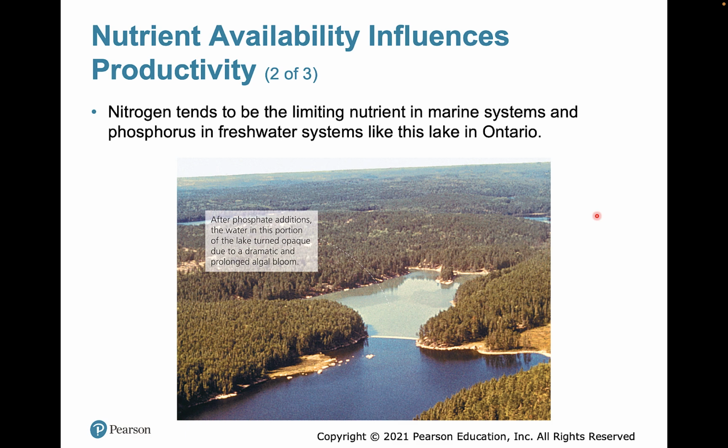If we look at limiting nutrients, right? Nutrients that restrict the type and the amount of life that exists in an area, nitrogen tends to be that limiting nutrient in marine or oceanic ecosystems, okay? Phosphorus tends to be the limiting factor in freshwater systems, right? So if you put phosphorus in this lake, they walled it off, isolated the circulation, you wind up getting an algal bloom, okay? Kind of like what you saw in Chesapeake Bay.